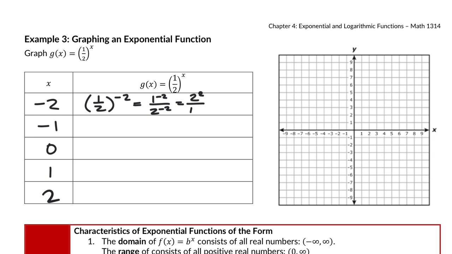So this is 2 squared over 1 squared. Well, 2 squared is 4 and 1 squared is 1, which means when I'm at -2, I'm going to have an output value of 4. There's my first coordinate. Next, 1/2 raised to the -1 power. Again, I can distribute that -1 to both the top and bottom, and since they're both negative, I can flip them over, but that would end up just being 2 over 1, or 2.